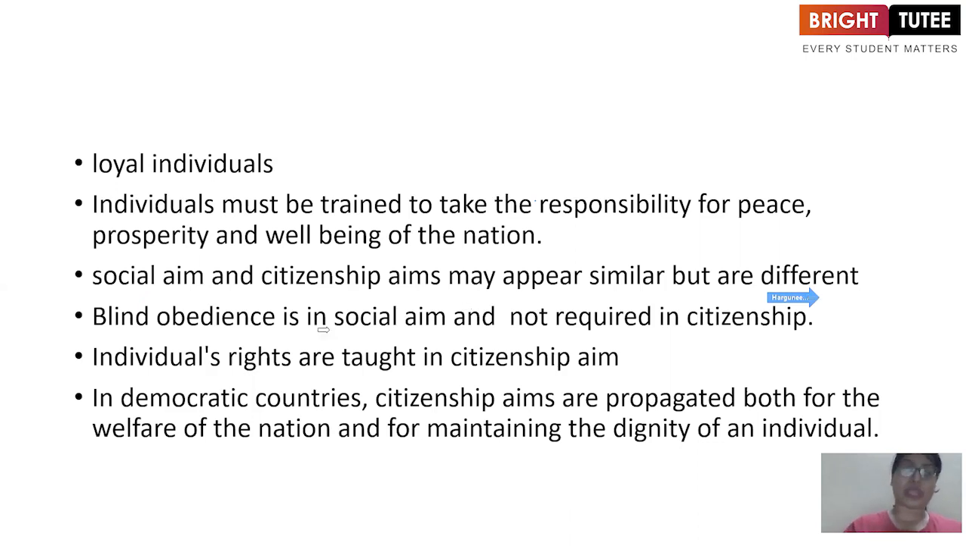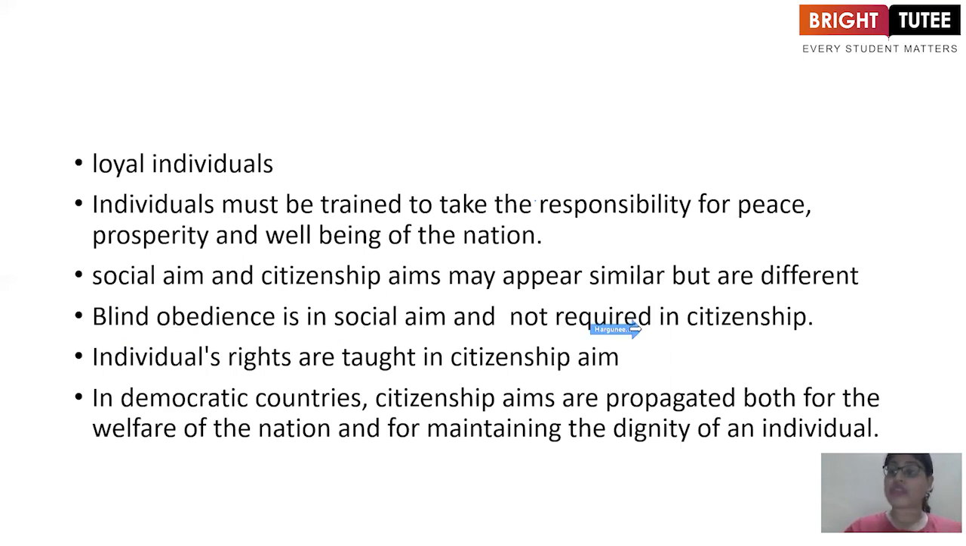Now, what is the difference between social aim of education and citizenship aim of education? When we're talking about social aim, we're actually referring to blind obedience. You're only thinking about the welfare of the society. You're not thinking about your own individual interests. You are blindly obeying the social norms, rules, practices, etc.